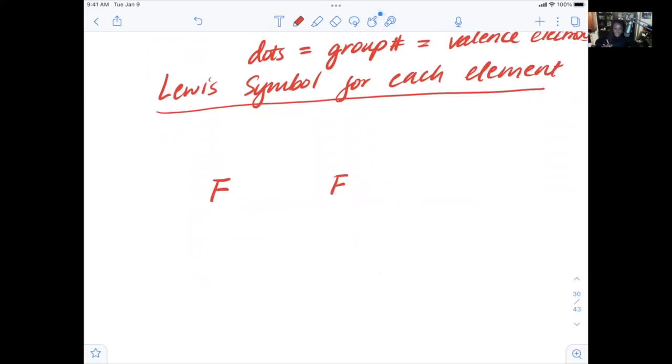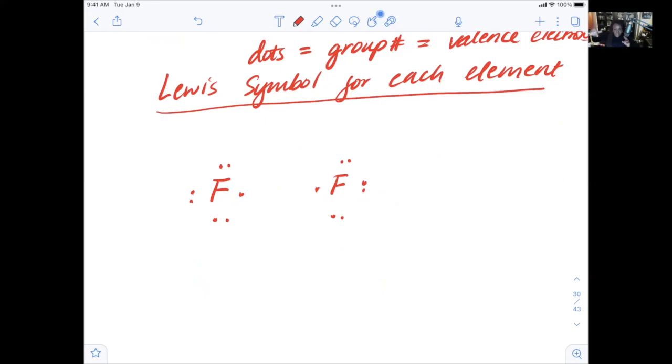Okay, fluorine is in group 7, right? So each fluorine is surrounded by 7 dots: 1, 2, 3, 4, 5, 6, 7. Okay, fluorine elements do not like to exist as individual atoms. They would rather pair up for stability. That way, each fluorine, even as a single atom not in a combined form in a compound, will be surrounded by 8 electrons.